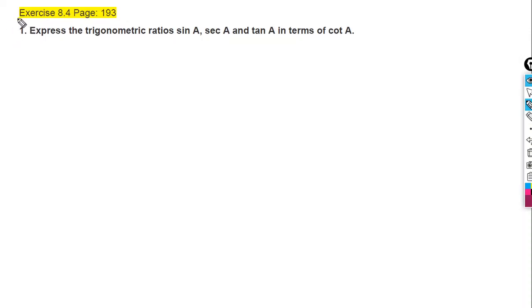Now we are going to discuss exercise 8.4, page number 193 of your book. So let's start with question number 1. Express the trigonometric ratios sin A, sec A and tan A in terms of cot A. So let's start with sin A.